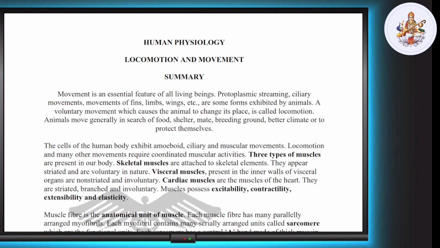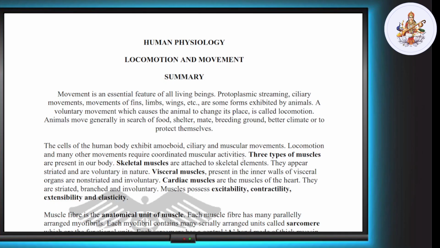Human Physiology, Locomotion and Movement, Summary Explained. Alright class, today we're wrapping up a key topic in human physiology, locomotion and movement. Now, I want you to pay close attention here, because we're touching upon some of the most fascinating biological machinery that keeps us moving every single day.